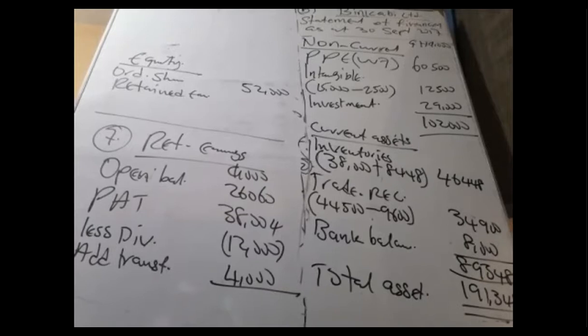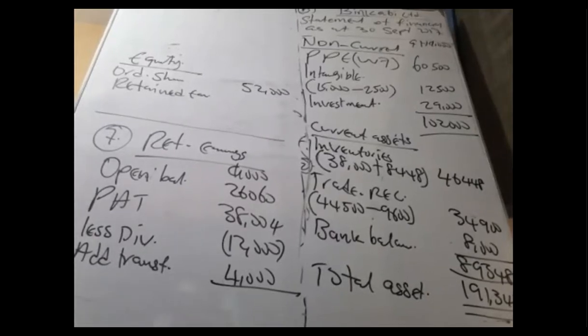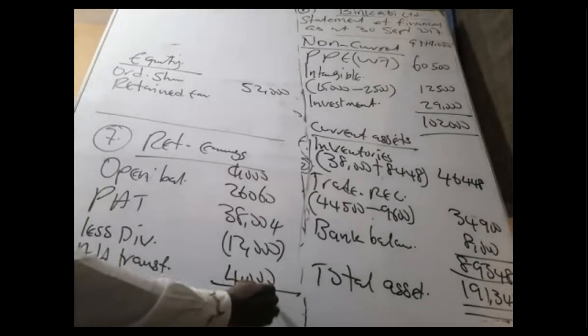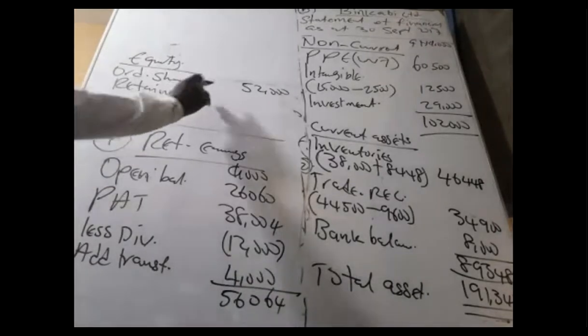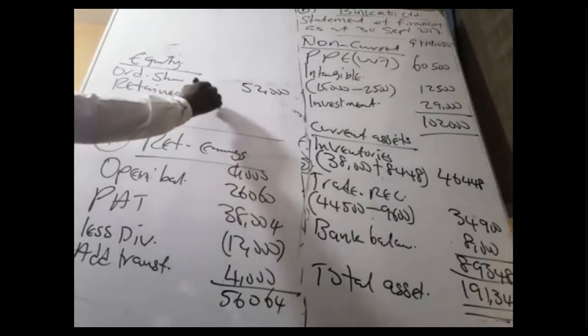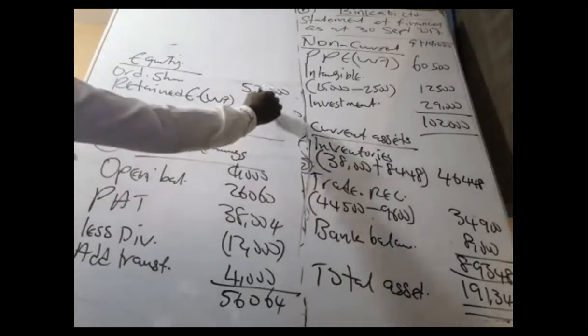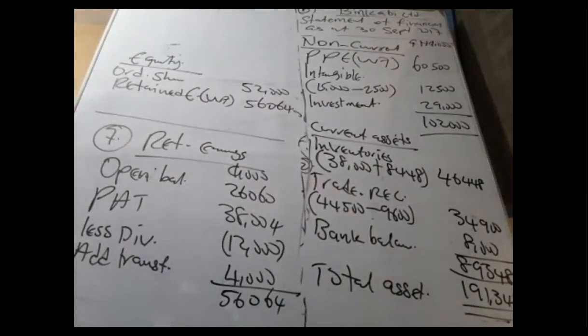26,060, 38,004. Putting all this together, this transfer is the 4,000 that we calculated. What do we get? 56,064. So that will be here as retained earnings, working number 7, which should already be there. So 56,064.